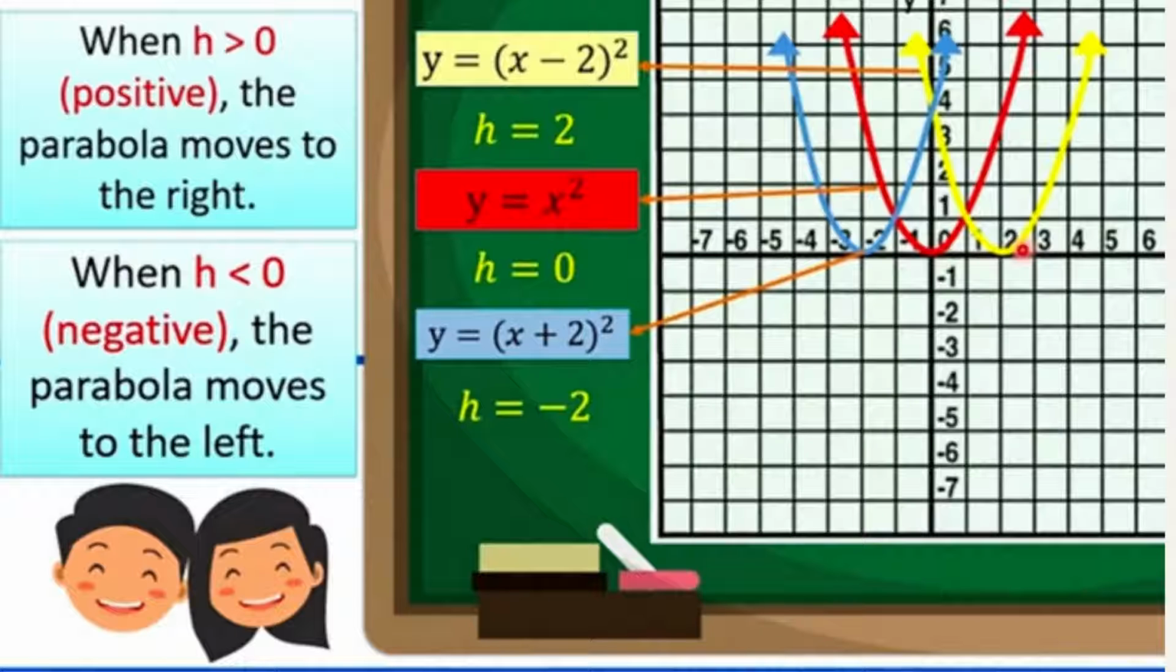Using again the guide function y equals x squared, when h is greater than 0 or positive, the graph moves to the right. When h is less than 0 or negative, the parabola moves to the left, just like in the example, y equals (x plus 2) squared.